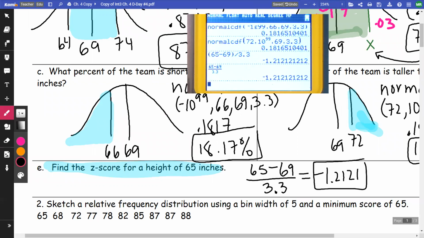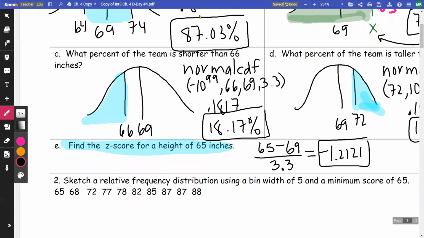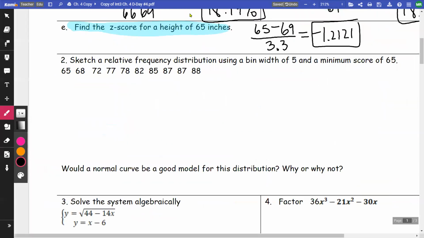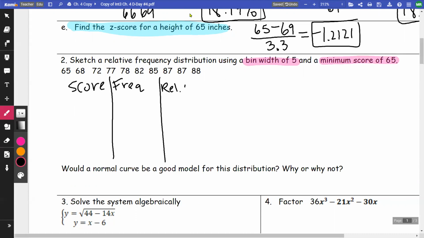Okay, on the next section, we are going to be doing a relative frequency distribution with a bin width of 5 and a minimum score of 65. So we're going to start with 65 and go by 5s. So I'm going to make a table, and these are scores of some sort, so I'll start with score, frequency, relative frequency.